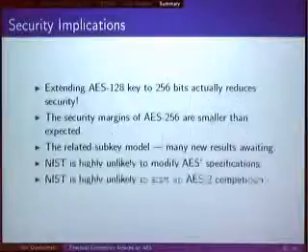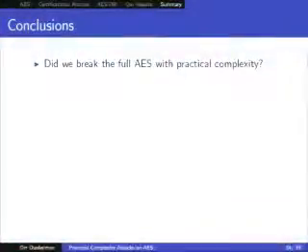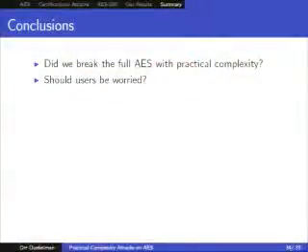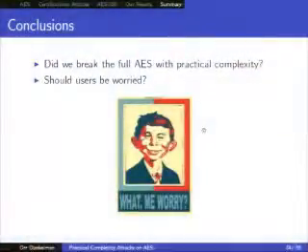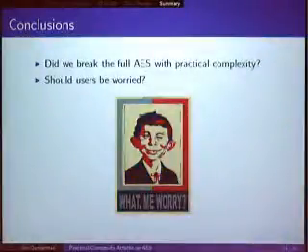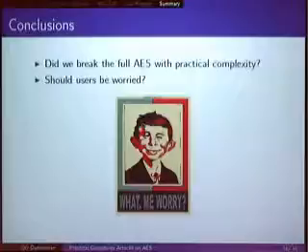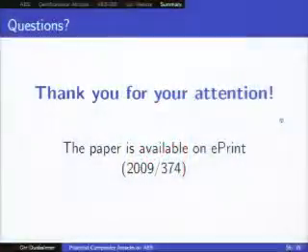Okay, so did we break the full AES with practical complexity? The answer is, of course, no. And should users be worried? I think that users should be worried, but I would advise against panicking. I mean, don't phase out AES-256 yet. But if you're already running over the code and making sure that you can change the hash function from MD5 to something else, think about putting in the hooks to change AES to something else in the distant future. That's it. And the paper is on ePrint.